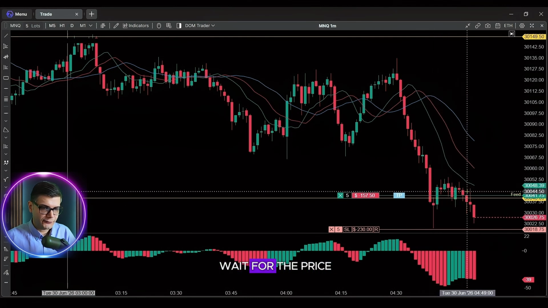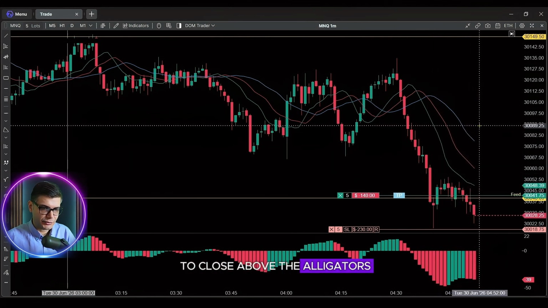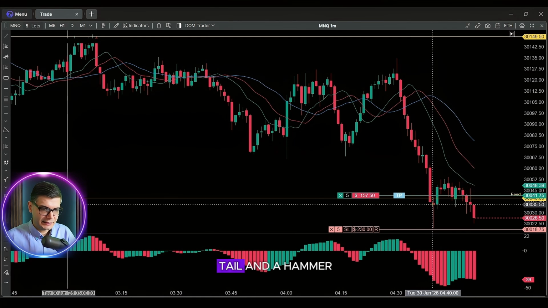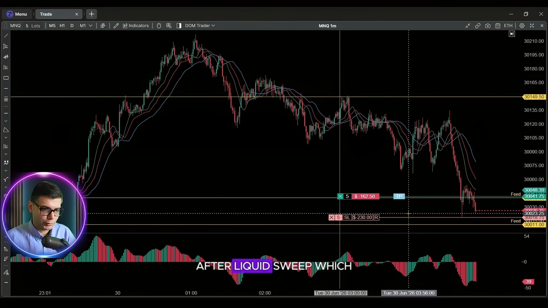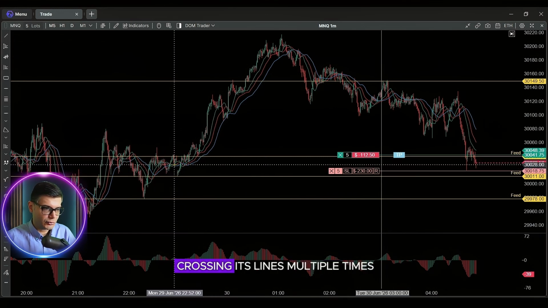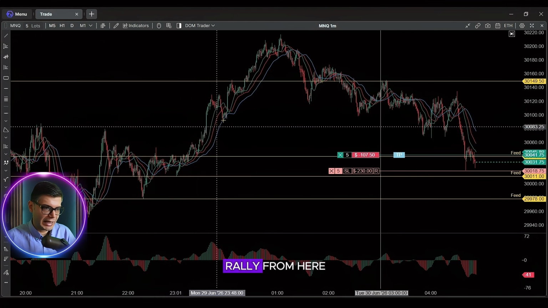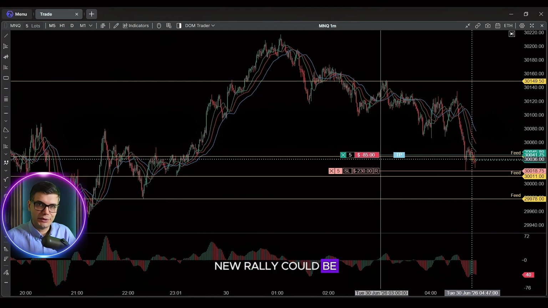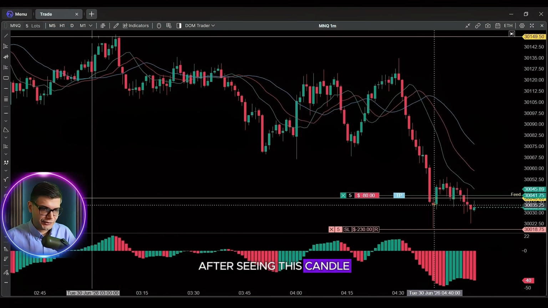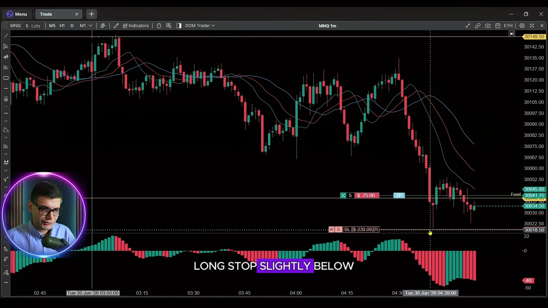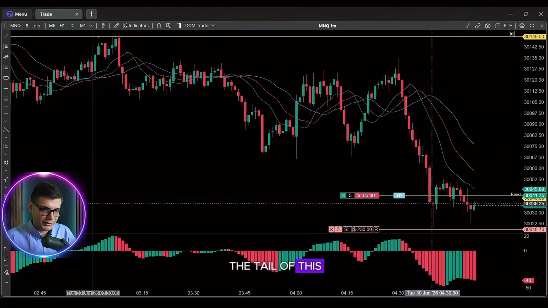We don't need to wait for the price to close above the alligators in order to enter a trade. Once we have that tail and a hammer after a liquidity sweep, which is in conjunction with an area that alligator has been crossing its lines multiple times, it shows us, since last time we had a rally from here, the potential of a new rally could be on the horizon. After seeing this candle, I entered 5 micro contracts long, stop slightly below the tail of this hammer candle.